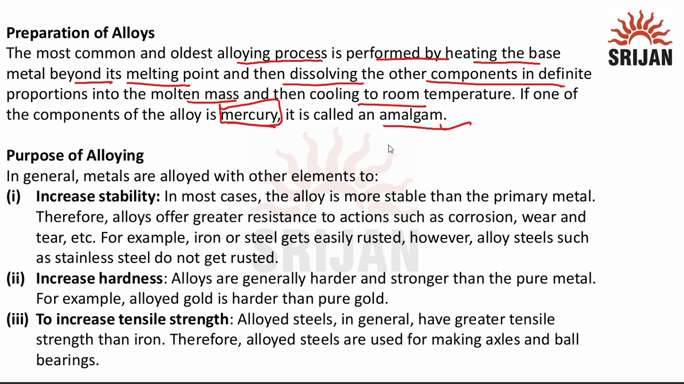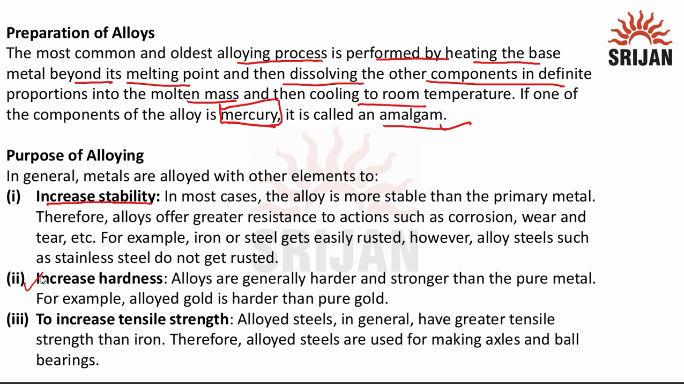Now, what are the purposes of alloy? So, the first is increasing the stability. In most cases, the alloy is more stable than the primary metal. Therefore, alloy offers greater resistance to actions such as corrosion, wear and tear, etc. For example, iron or steel gets easily rusted. However, alloy steels such as stainless steel do not get rusted easily.